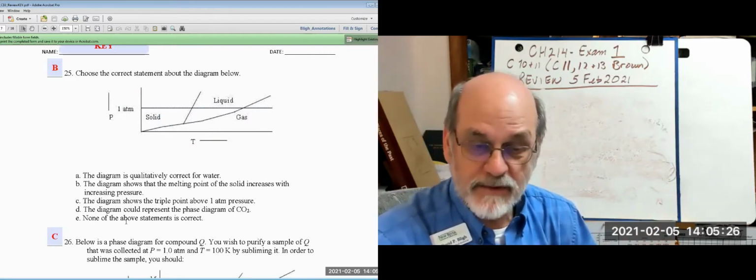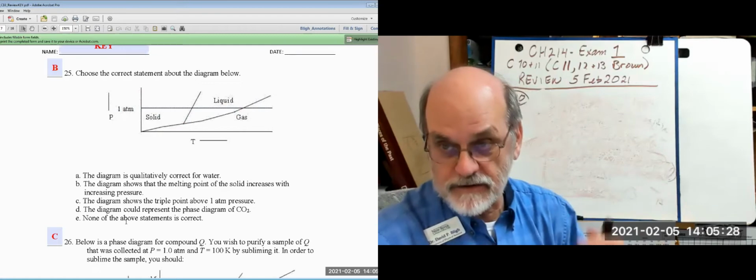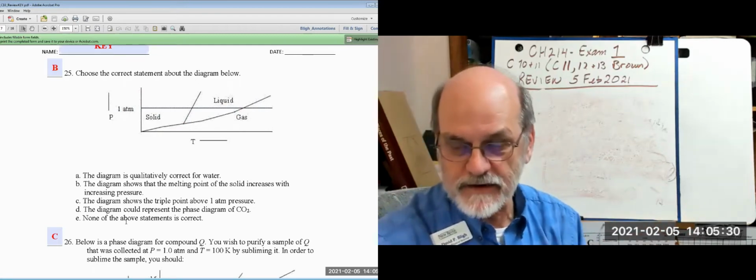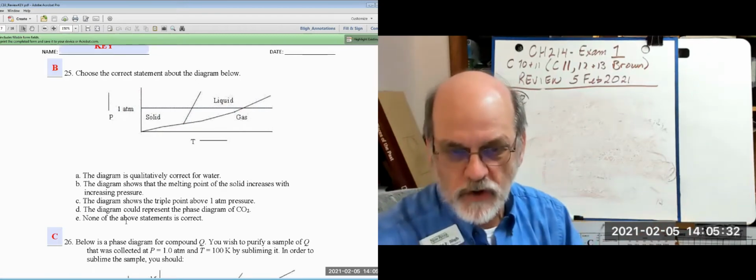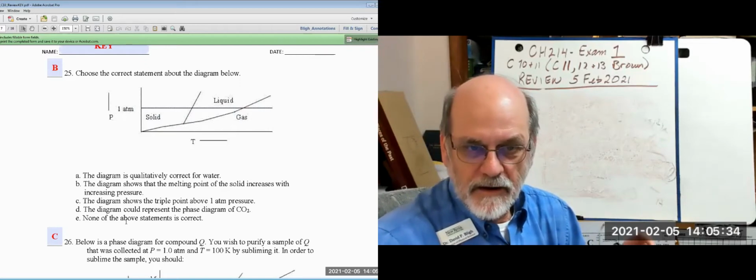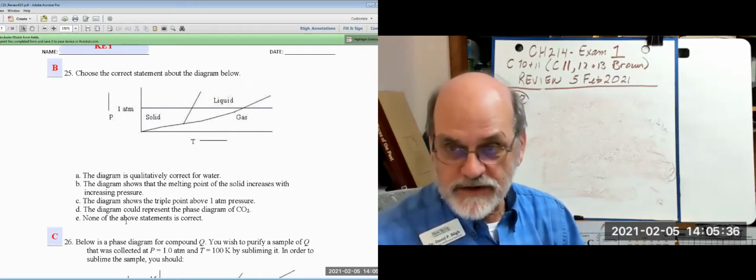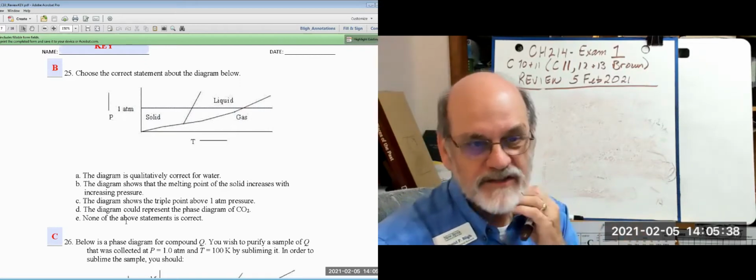So none of the statements could be correct. I mean, that's possible because E is one of your choices. But if one of them is correct, then of course E can't be right. So let's take them one at a time.